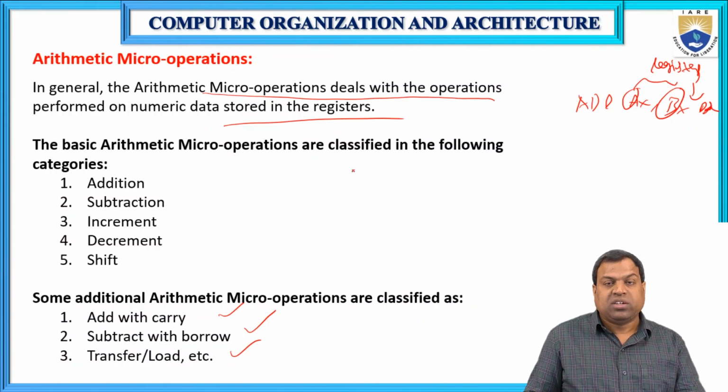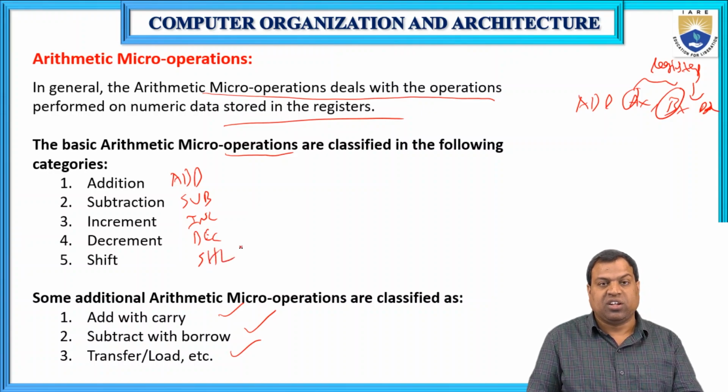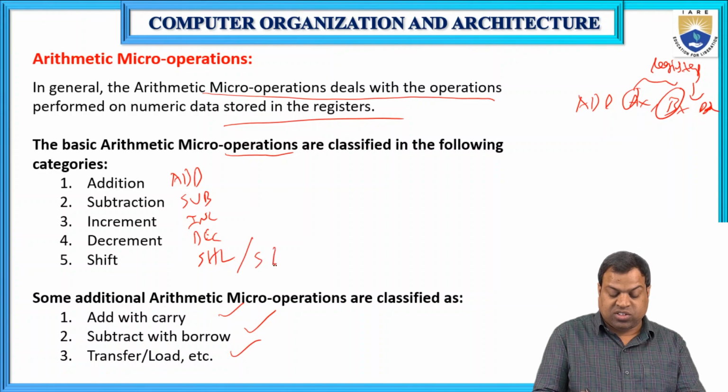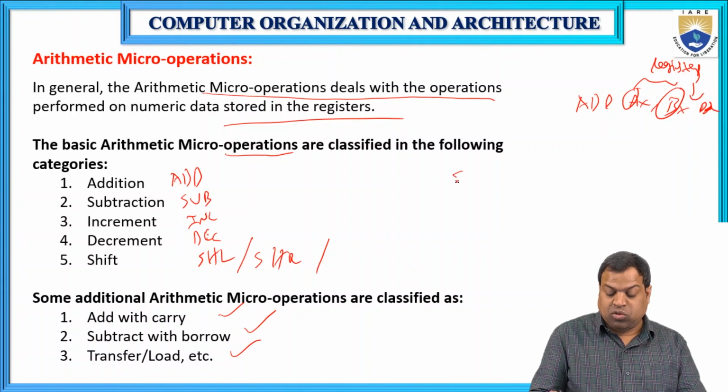So the basic arithmetic micro operations are classified as addition, called add; subtraction, sub; increment, inc; decrement, dec; and shift operations, shift left, shift right, shl or shr, shift rotate, like this. These are the arithmetic operations. Suppose I am going for the subtraction, sub ax, bx.